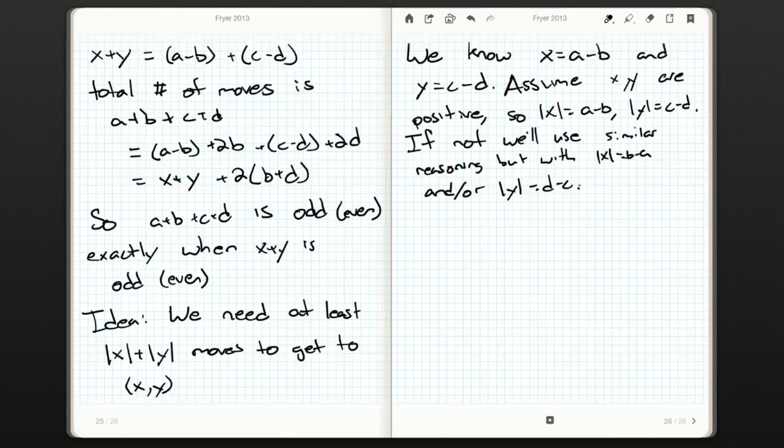Okay? So that way, instead of writing out 4 different cases where x is positive and y is negative, or y is positive and x is negative, or they're both negative, or they're both positive, we can just write out one reasoning that works for all of them, modulo accepting some minor notational differences.